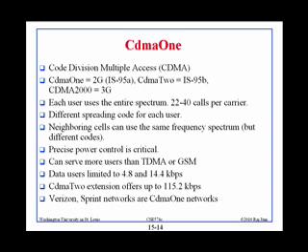Alright, so it can serve more users than TDMA or GSM, and data users are limited to 4.8 to 14 kilobits, and CDMA2 offers the extension to up to 115 kilobits, and Verizon and Sprint are CDMA1 networks in the United States, right? Those are the two CDMA guys.